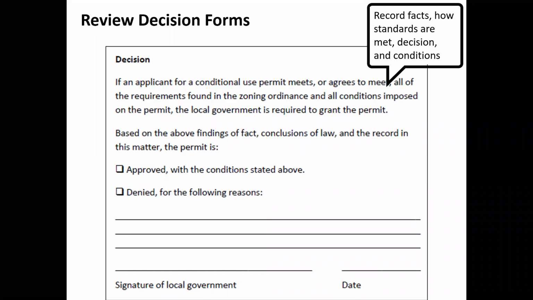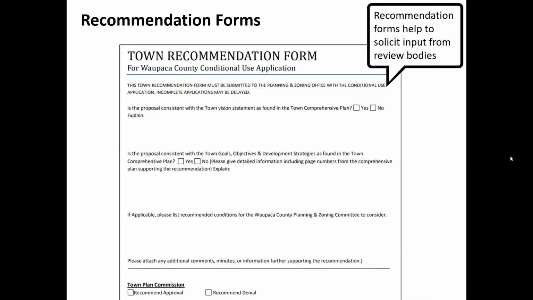Written decision forms are not required. However, I think that they're very valuable. This is a place where you can establish legally why you are granting or denying a permit. So in a written decision form, I would recommend that you record the facts that you relied upon in your decision making, specifically state how each standard found in your local ordinance was met or was not met, and then state what your decision was to grant or deny it, and whether or not you're attaching conditions, and state those conditions.